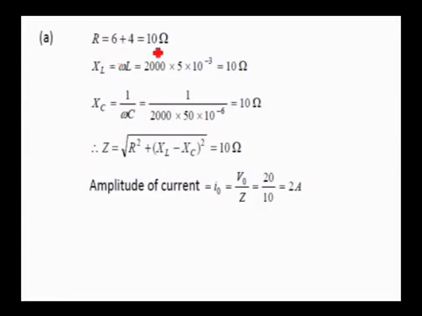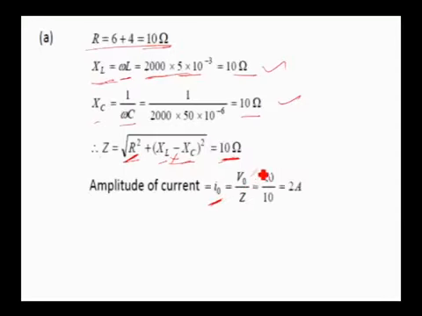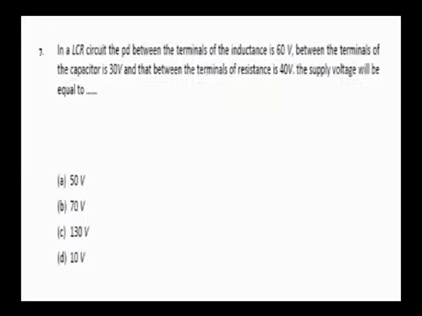Now, the R value is 10 ohm. For the impedance formula, the net resistance: XL is ωL, where ω is 2000 and L is 5 millihenry, giving 10 ohm. XC is 1/ωC, which gives 10 ohm. XL and XC are both equal here. These two are the same, so they get cancelled. The only remaining thing is R, which is 10. The amplitude is the maximum value, that is V naught by Z. We know what V naught is here. So, V naught is how much? 20, the peak value. Then it is V naught divided by Z. 20 by 10 is 2 ampere.